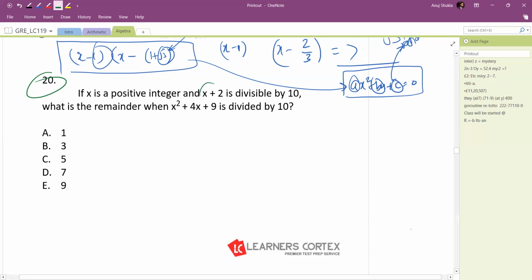Okay. So how can we solve? If x plus 2 is divisible by 10, I took a very simple way, like 0 is divisible by 10. So I just took x as minus 2 and substituted it. It's 5. Very good.